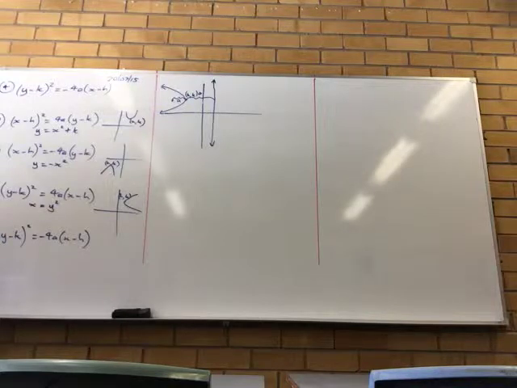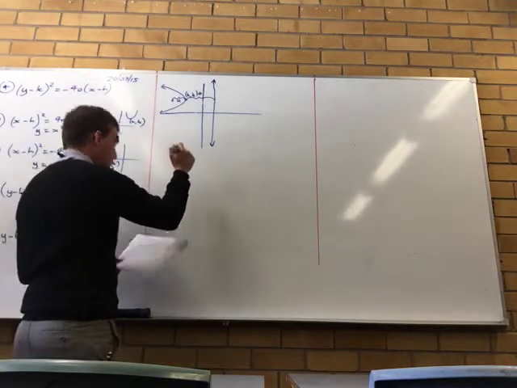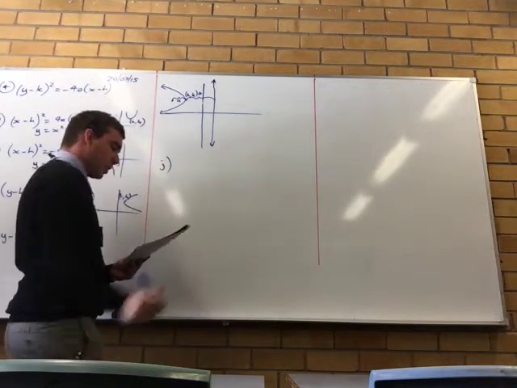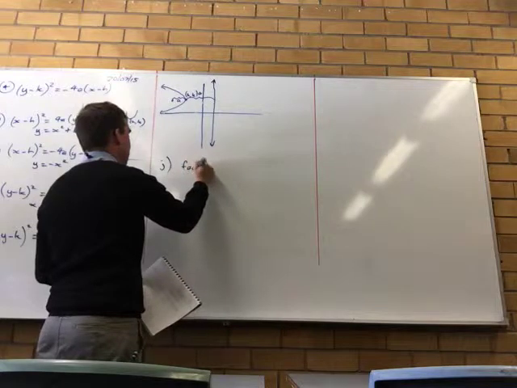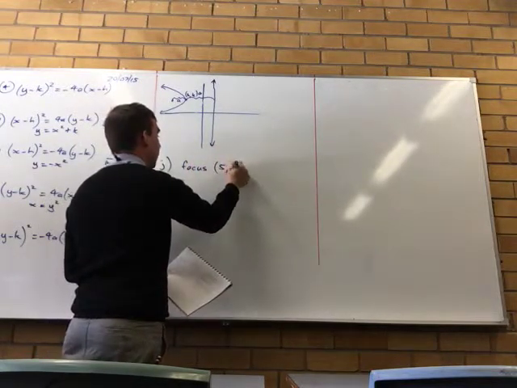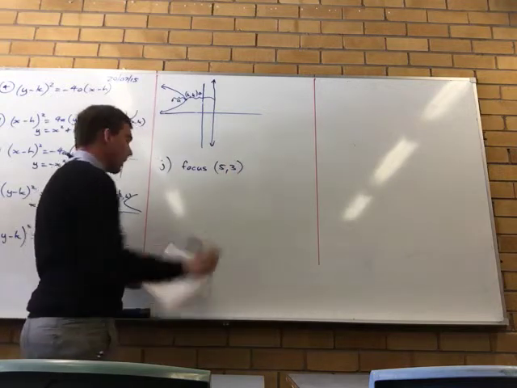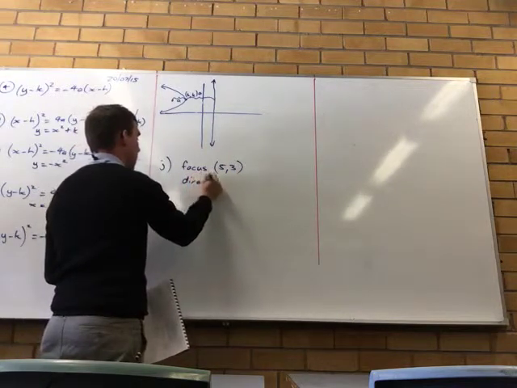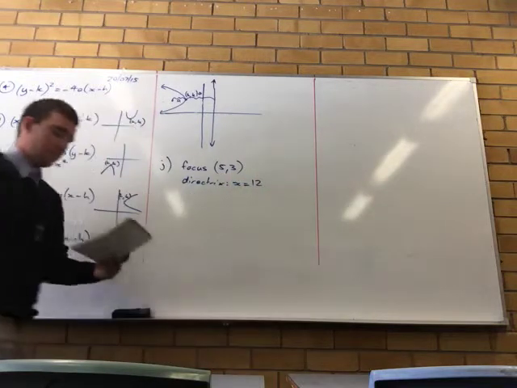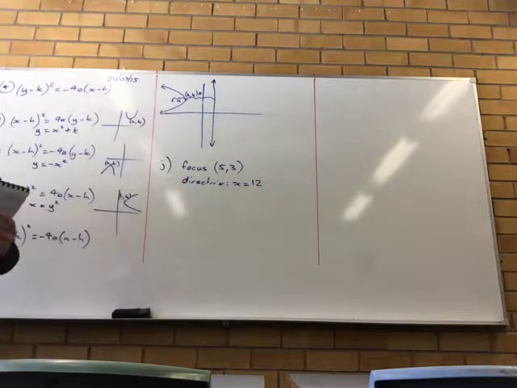Alright, so all that information is in your notes. Let's do the last 3 examples that we're going to do in this part of the topic. Alright, so we need to find the equation of the parabola with focus at 5, 3 and directrix at x equals 12. Equation of the parabola.